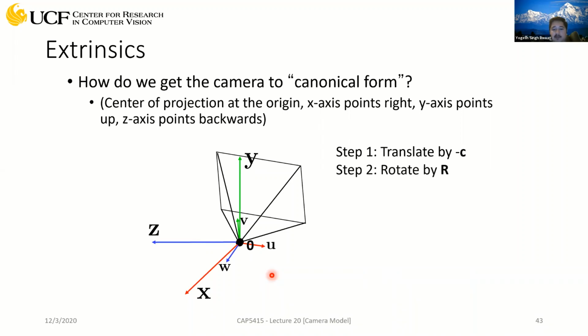Now the second step is we want to rotate this camera so it points along the z-axis, the optical axis. Again, we can just use a rotation matrix for that. And you know that you can define a rotation matrix using a 3x3 matrix.